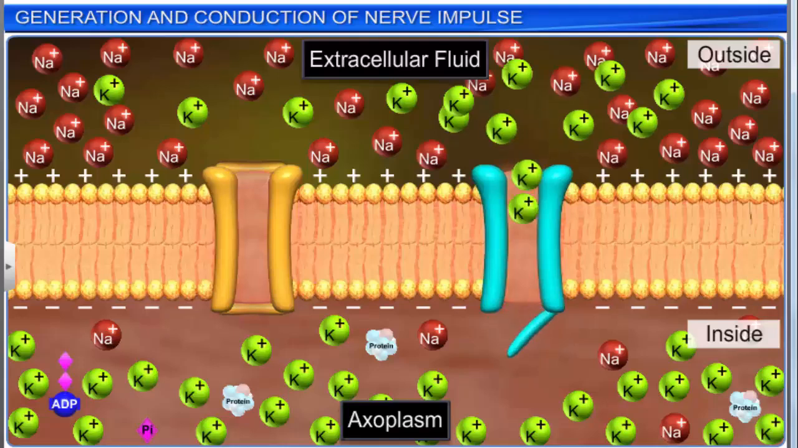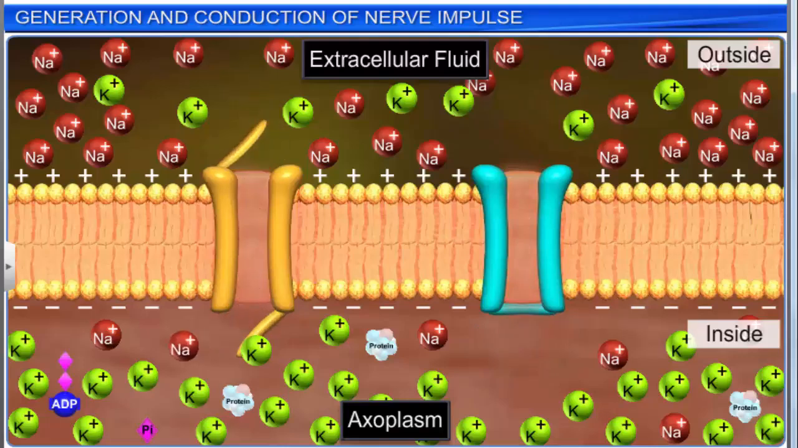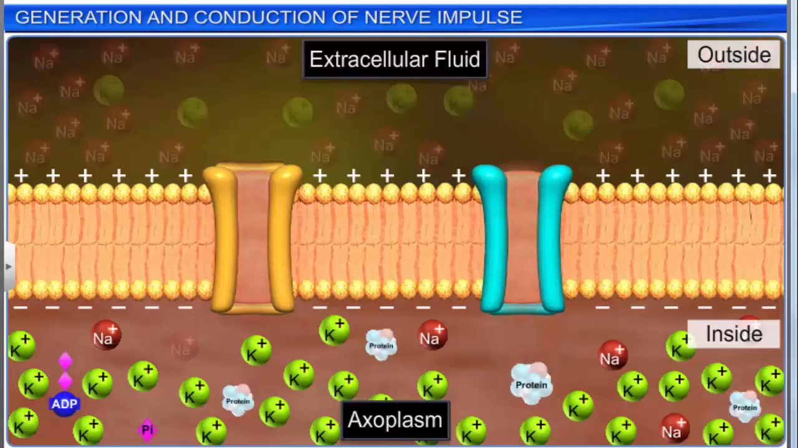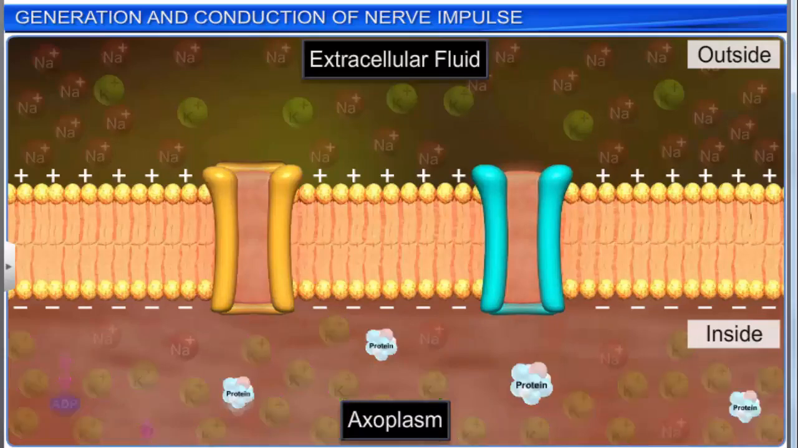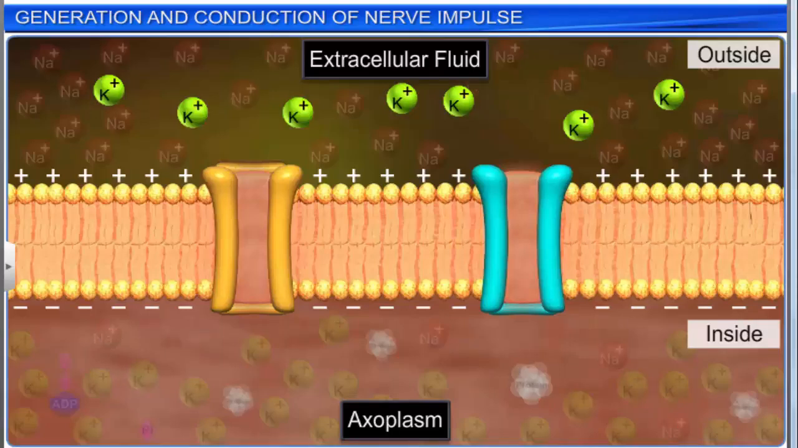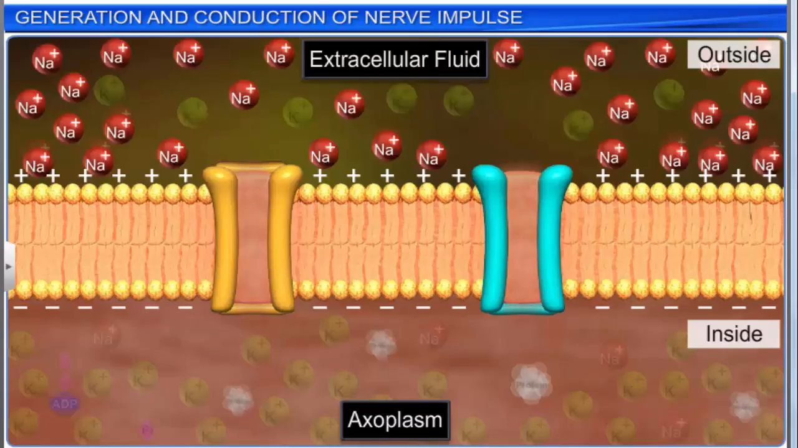It is more permeable to potassium ions, almost impermeable to sodium ions, and totally impermeable to the negatively charged proteins of the axoplasm. Therefore, the axoplasm inside the axon contains a high concentration of potassium ions, negatively charged proteins, and a low concentration of sodium ions. On the contrary, the extracellular fluid outside the axon contains a low concentration of potassium and a high concentration of sodium.